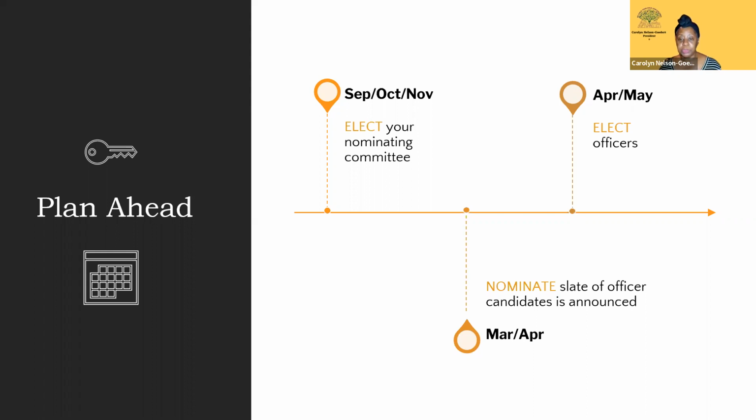Then, in accordance with your bylaws, where it states when your annual meeting is being held, whether it's in April or May, you have that election meeting to elect your new officers. They will take office, again in accordance with your bylaws, at the end of the school year.